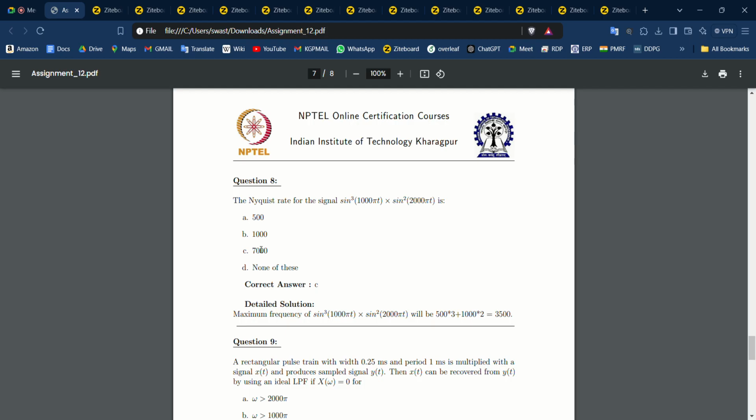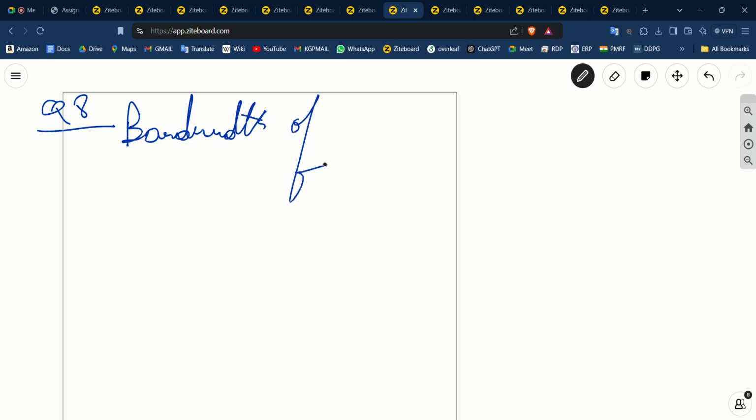The Nyquist rate for the signal sin cube 1000 pi t into sin square 2000 pi t is... If you take sine to the power n or cos to the power n, then the bandwidth of sine to the power m of 2 pi f t is m f. So the power multiplies the bandwidth.